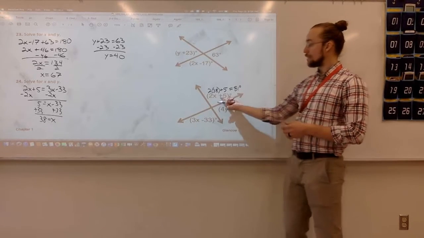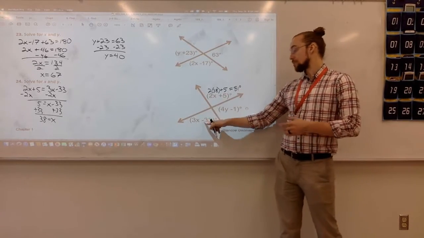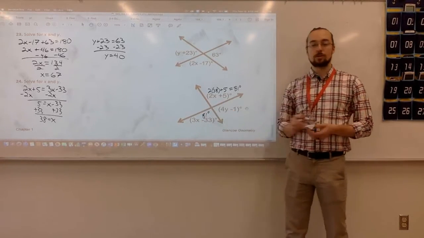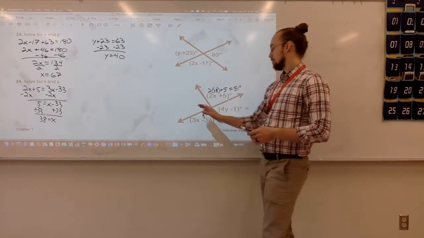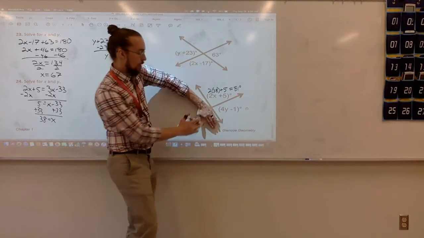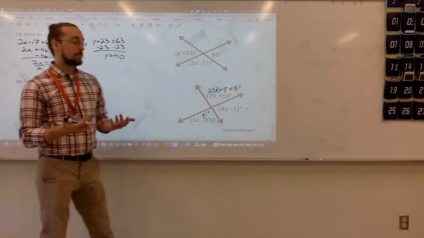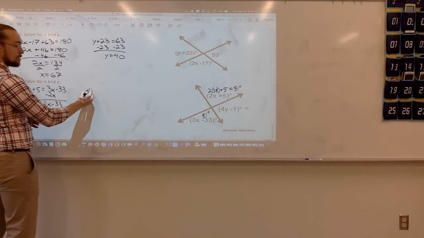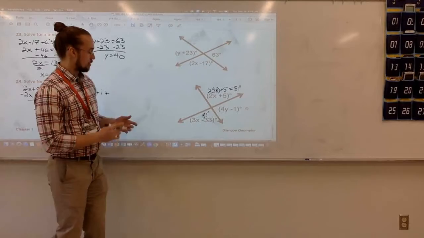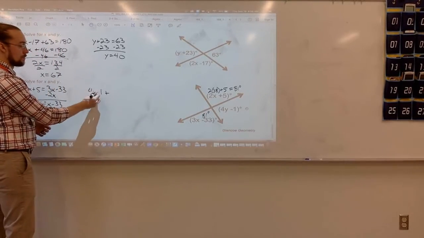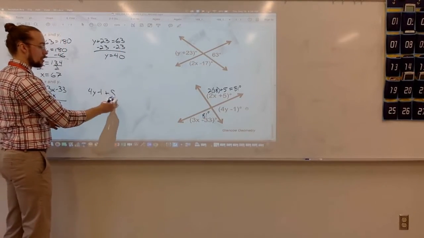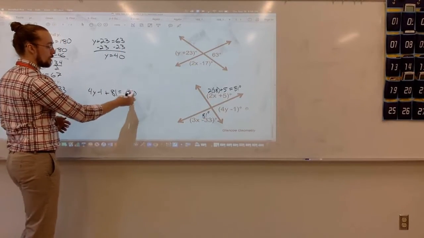So now, I know that this angle and this angle, since they're vertical, they're the same. I know these two angles are both 81 degrees. Now, if I look at the relationship between this angle and this angle, they're a linear pair. They would add to 180. So I can say 4y minus 1, plus what I now know this angle to be, 81, is equal to 180.